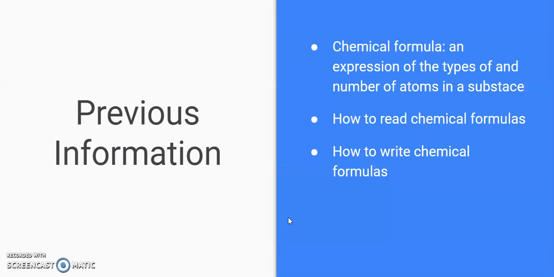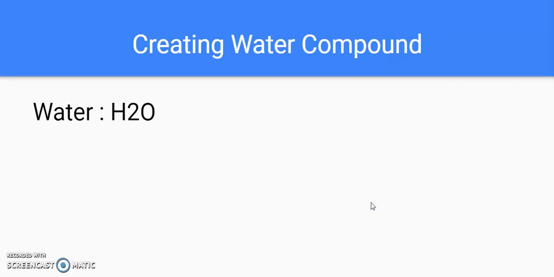Then here's the previous information we've already learned, which is what a chemical formula is. It's an expression of the types and number of atoms in a substance. We already know how to write a chemical formula, and we already know how to read a chemical formula. So we're going to start off with something easy today. We're just going to be creating the water compound.